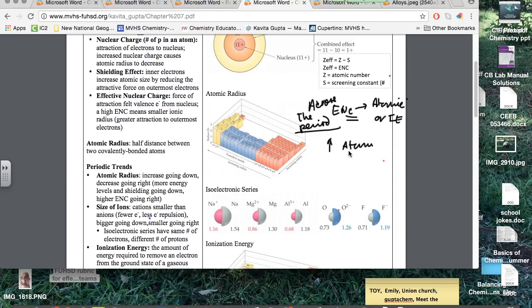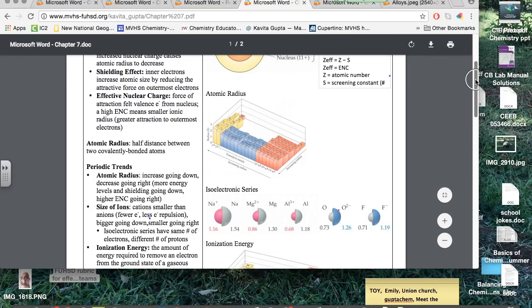When you're talking about increase in atomic size down the group, it is attributed to higher electron-electron repulsion, and according to Coulomb's law, if the repulsion is more, they'll be farther apart and the size increases. And ionization energy trend is opposite of that of atomic radius. The larger the radius, the lower the ionization energy.